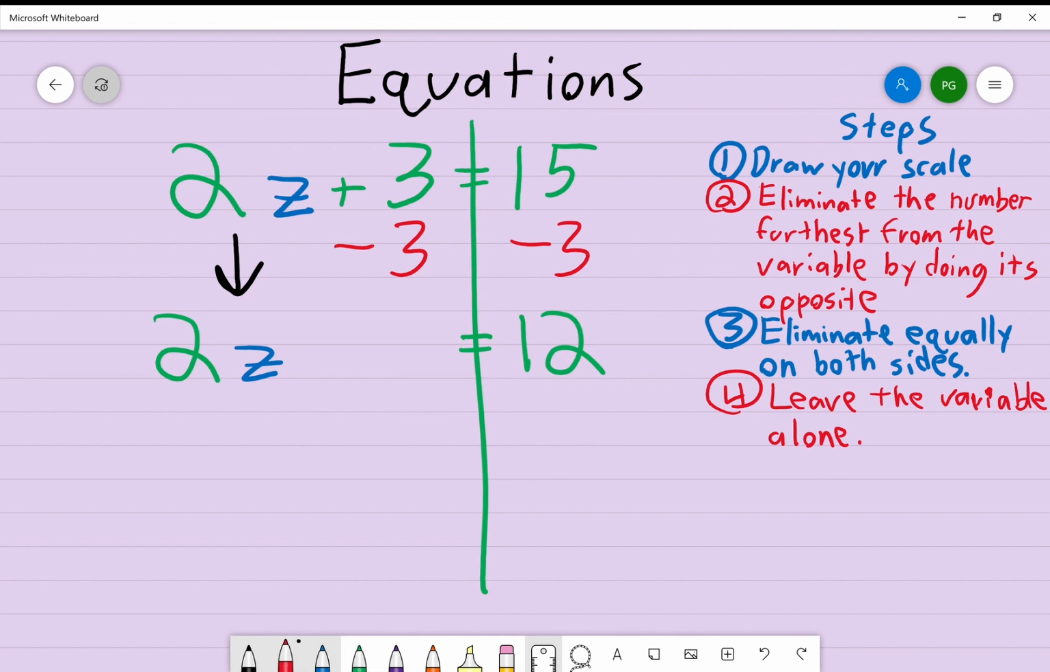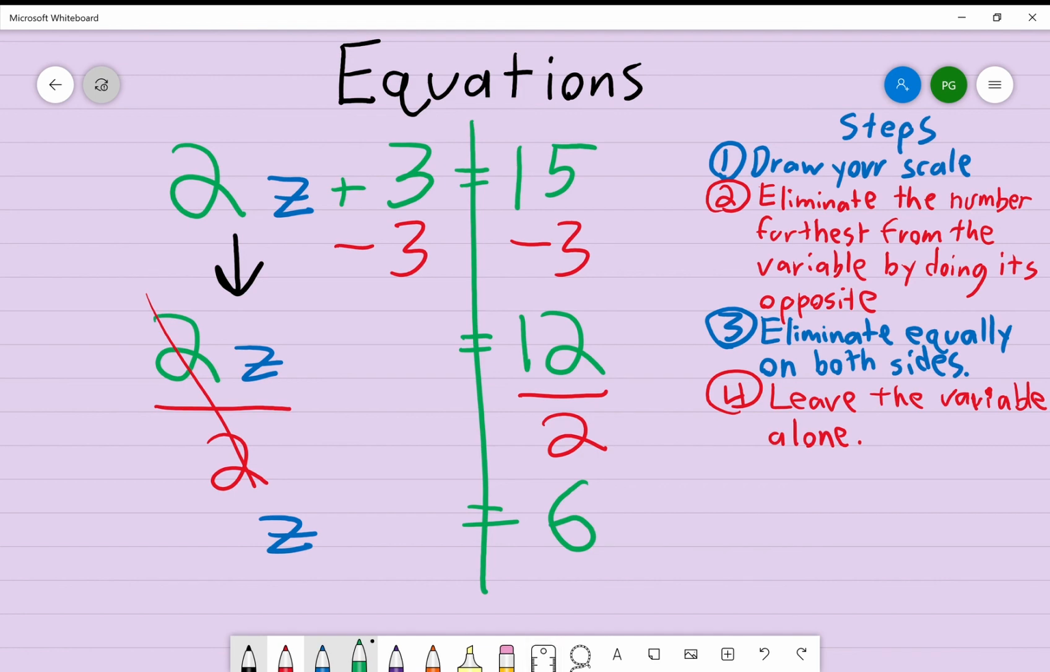Step 4, I have to leave the variable alone. Right now, my variable has a 2 next to it. Now, what's these two numbers, 2 and z? They're next to each other. There are no signs in between them. They must be multiplying. What's the opposite of multiply? Divide. Instead of multiply by 2, I'm going to divide by 2. I need to do the same thing on the right-hand side. Divide by 2. Okay, 2 divided by 2 gives me the invisible number of 1. Don't need to write that, I can just bring down the z. Bring down my equal sign, and 12 divided by 2 is 6. And that is the basics for equations.